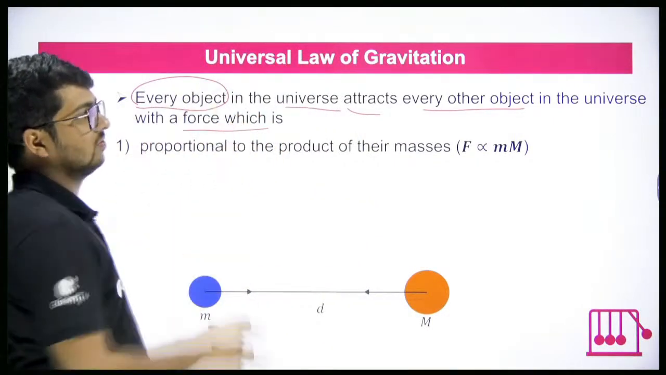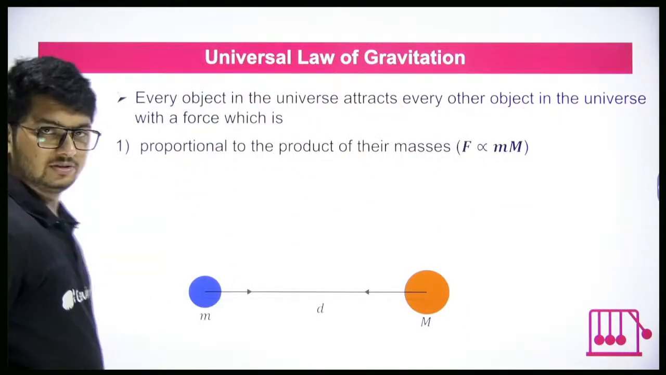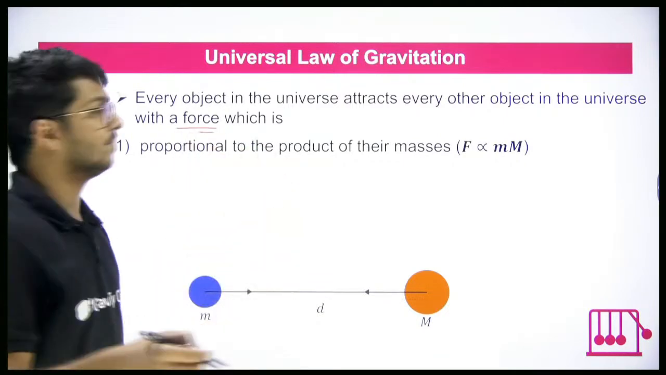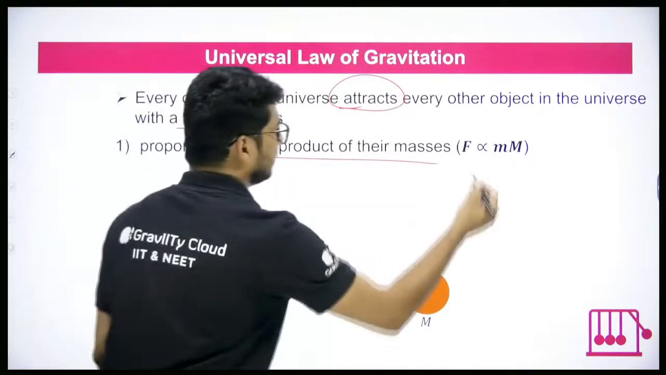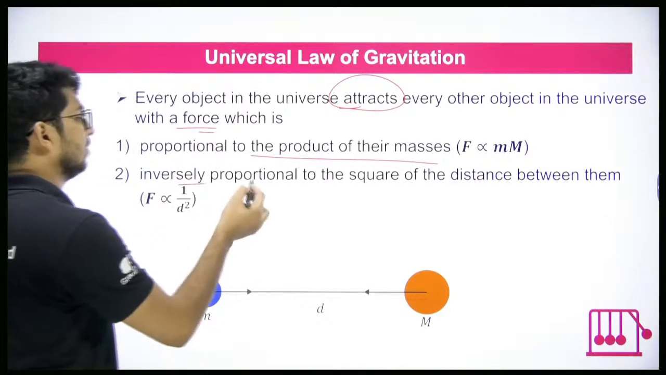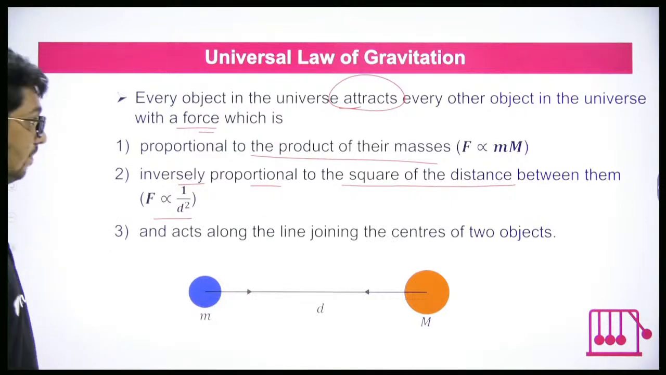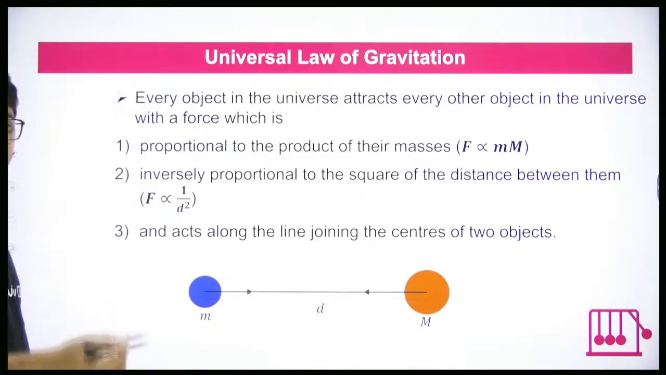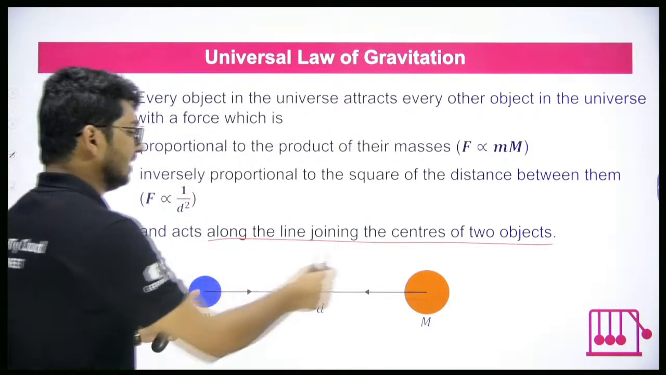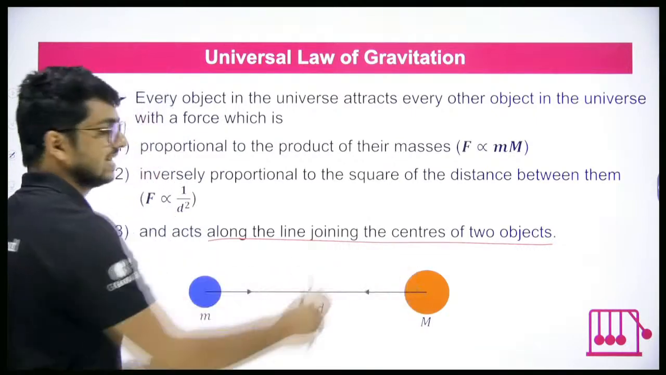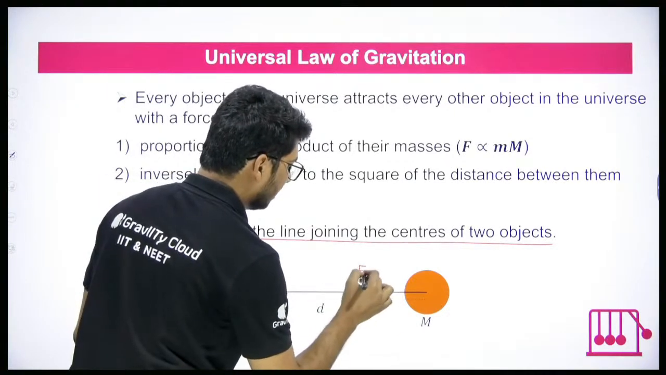So every object in the universe attracts every other object in the universe with a force. What is this force? Gravitational force. It attracts, not repels, it always attracts. That force is proportional to the product of their masses and inversely proportional to the square of the distance between them. And how does it act? It acts along the line joining the centers of the two objects. You have to join the centers of the two objects, and then it will act along that line. You can see that here. This I can say F12, and this you can say F21.